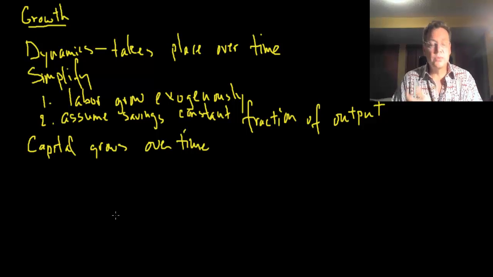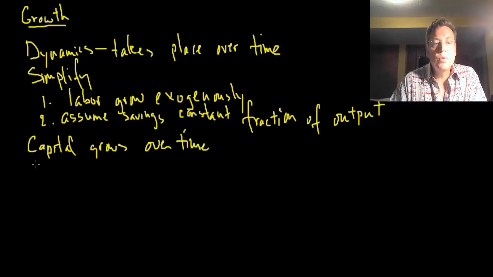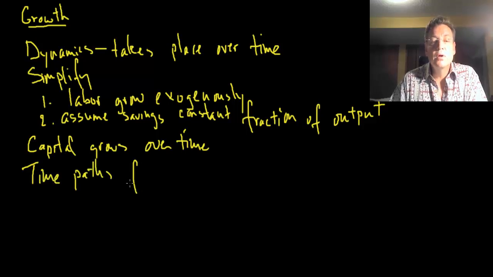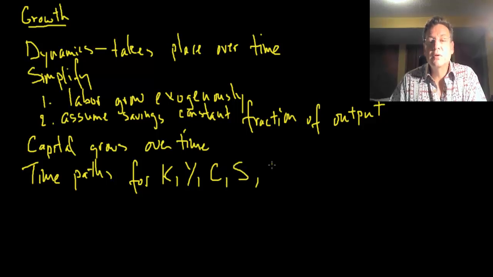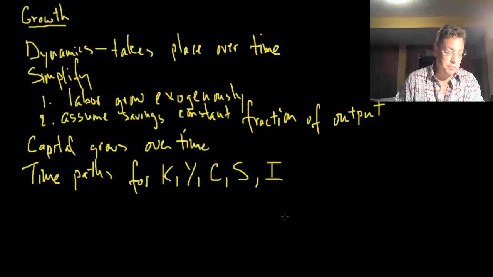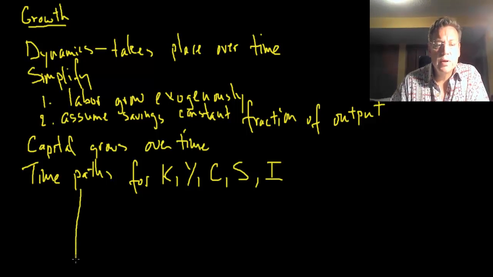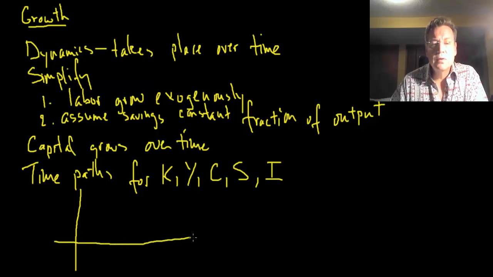And because capital is growing over time, what we're going to do is we're going to get time paths when we solve the model for capital, output, consumption, savings, and investment. And so what we're going to be solving for is time paths that look something like this.